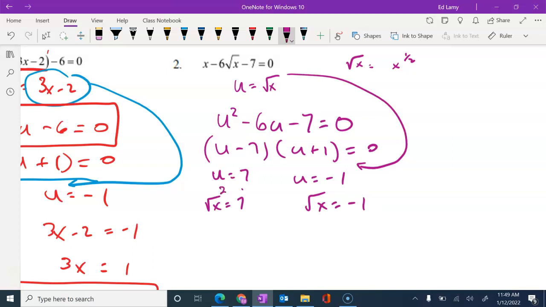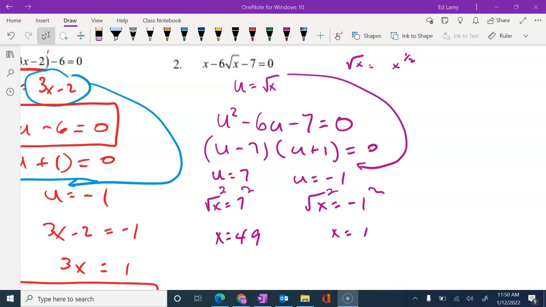Square both sides to isolate x. I get x equal 49. If I square both sides, I get x equal 1. Or do I? Look at that second solution.